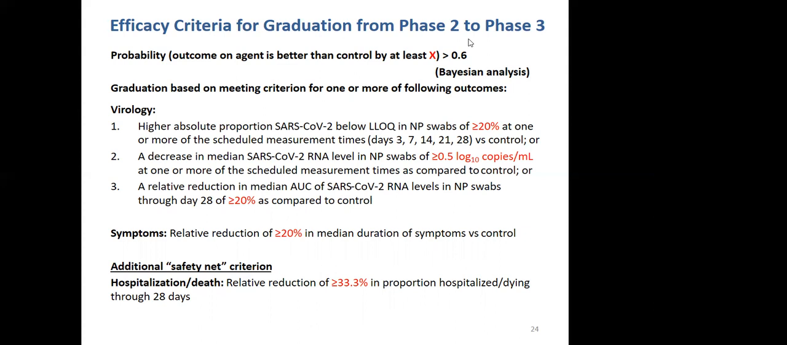There are actually a huge number of assessments going on here. If I just take this particular outcome, think of it as undetectable or not. We're comparing the proportion undetectable on an agent versus placebo on each of these 5 different days. And in theory, seeing a sufficient difference on any one of those days would graduate an agent. So there's a huge multiplicity issue here.